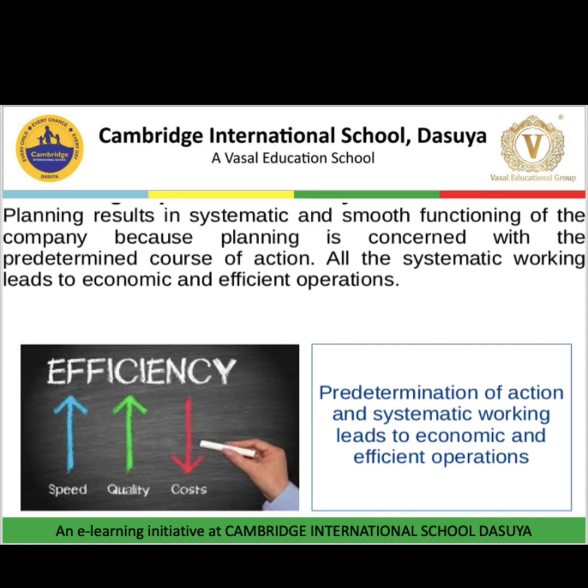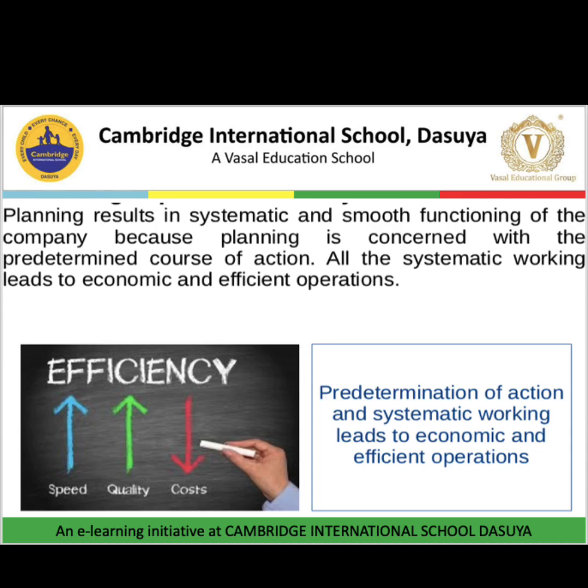So students, planning results in systematic and smooth functioning of the company, because planning is concerned with a predetermined course of action. That means you are thinking in advance what you have to achieve, what our objective, our goal will be, and then we need to prepare the best course of action: how we will achieve that goal. We need to prepare the proper or best course of action, and all the systematic working will go in the right way, which leads to economic and efficient operations.